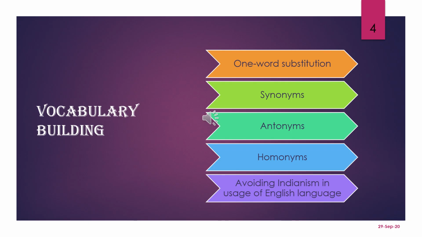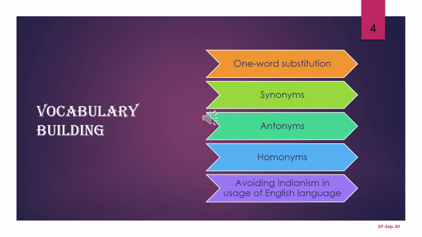Next topic under this vocabulary building is avoiding Indianism in usage of the English language. What does this mean? I will give you a very short example so that, listening to that example, it is clear what Indianism here means. He married his daughter. He married his daughter. The first time somebody says this sentence to you, what exact thought comes to your mind? That there is a person who married his own daughter. So that is what is Indian usage of the English language, Indianism.